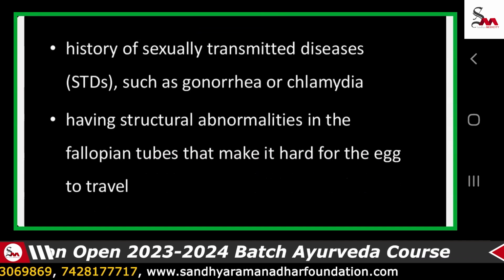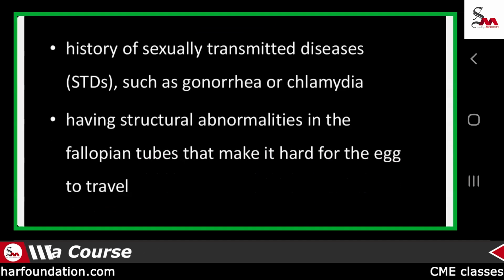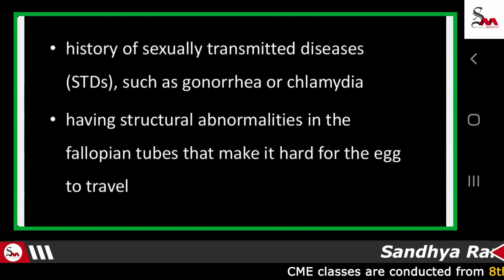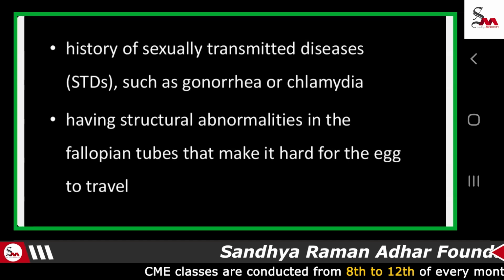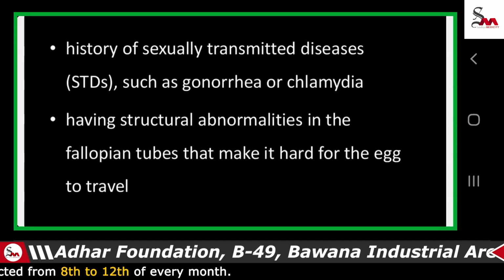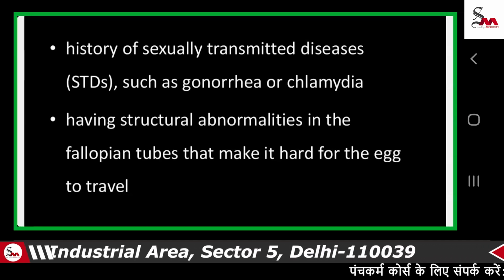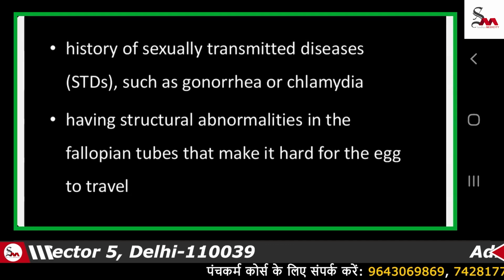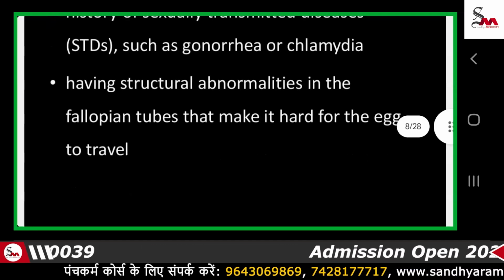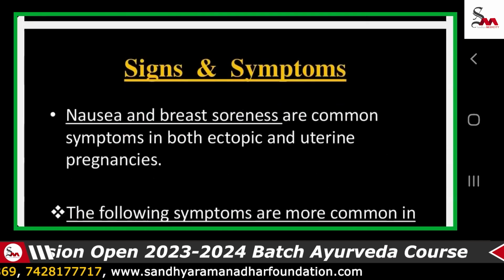Having structural abnormalities in the fallopian tubes that make it hard for the egg to travel. So the reason is the same as above, here due to structural abnormalities. There were some reasons in the previous cases, and here the structure is different or abnormal, so it may not support the egg to travel further. Now, what are the signs and symptoms of ectopic pregnancy?